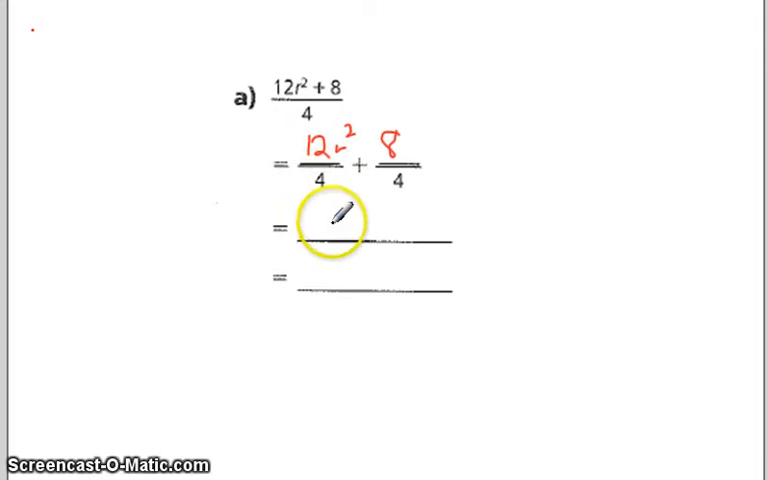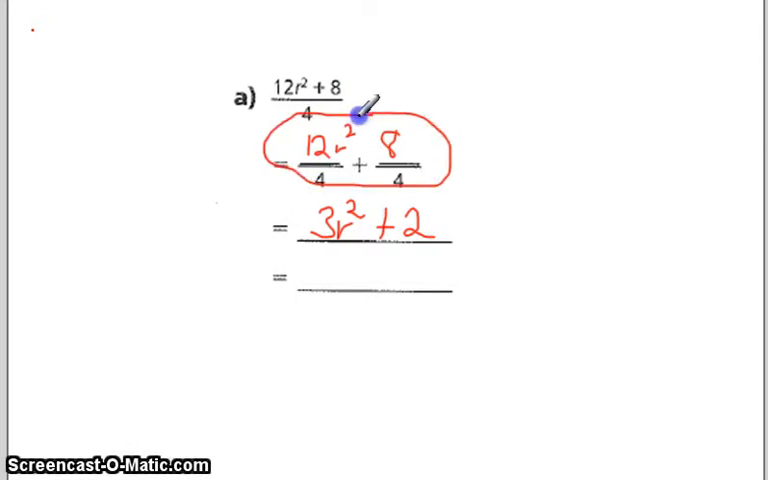So we just say 12 divided by 4 gives me 3. And there's no letters in the denominator to worry about. So it just remains at r squared. And we add 8 divided by 4. 4 goes into 8 twice. So my answer is 3r squared plus 2. I normally, again, I do not include this step. I would just do this in my head and say 12 divided by 4 gives me 3. I'm left with r squared. 8 divided by 4 gives me 2, and there's no letters to worry about.